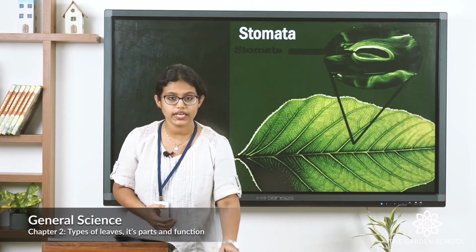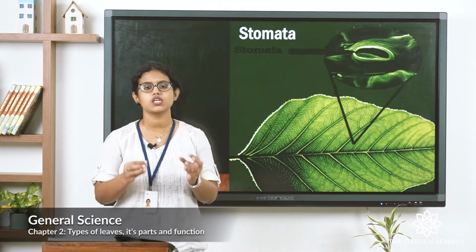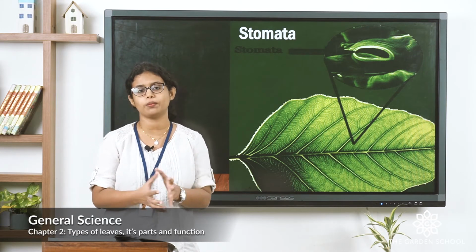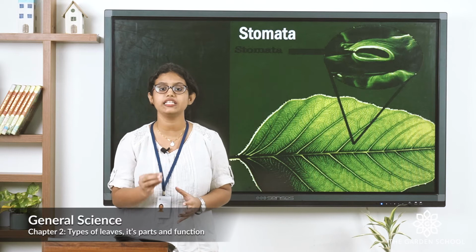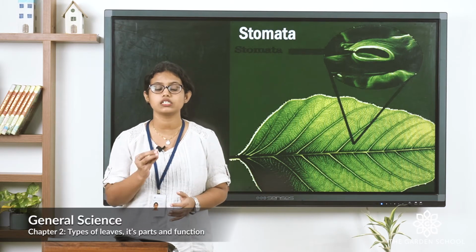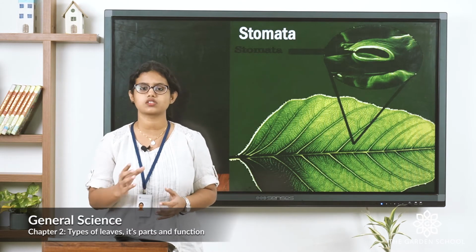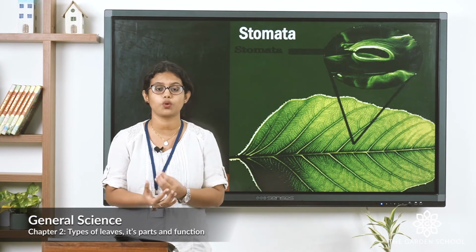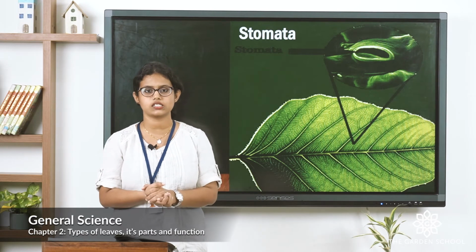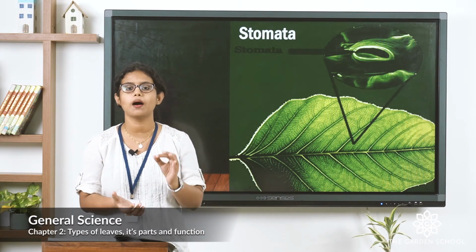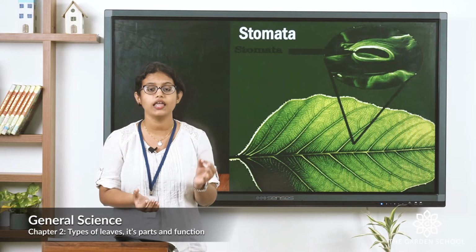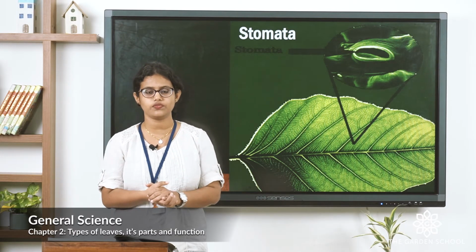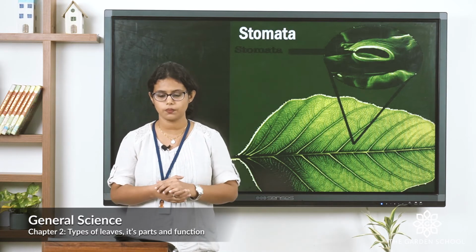Now coming to the next topic, that is stomata. Have you heard about the word stomata? What is stomata? Stomata are tiny pores which are present on the surface of the leaf. So can we see a stomata? We cannot see the stomata through our naked eyes. We can see only through a microscope. The tiny pores present on the surface of the leaf are called stomata.